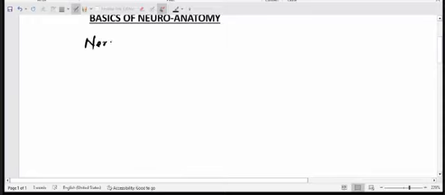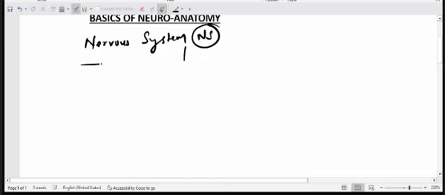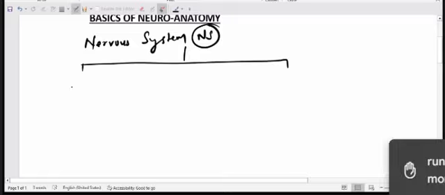So, nervous system, right? Let us take it as NS. Okay, everybody is able to see what I'm writing here? You have to unmute and answer because I can't see your response. CNS and PNS.